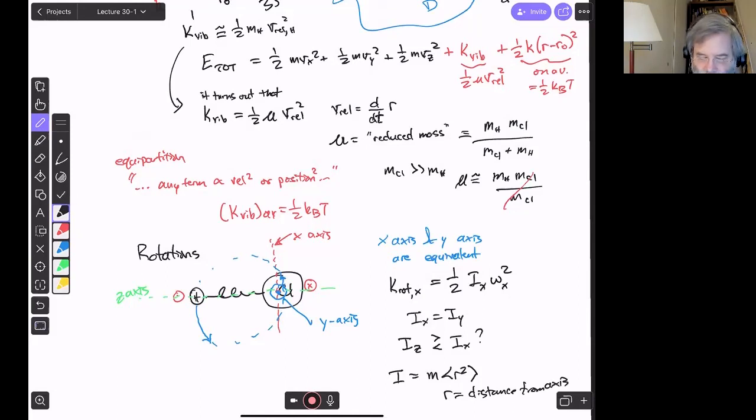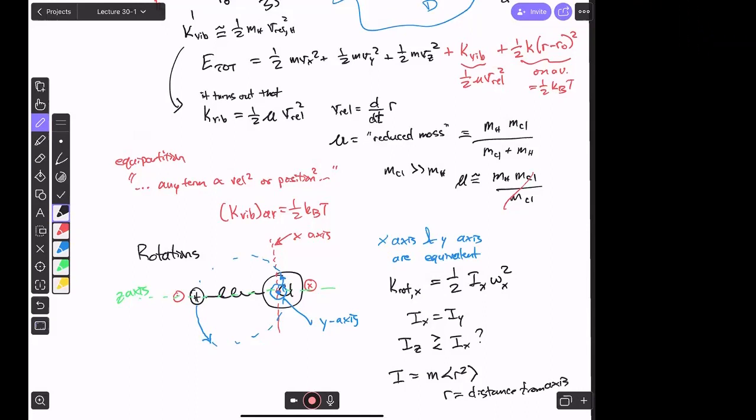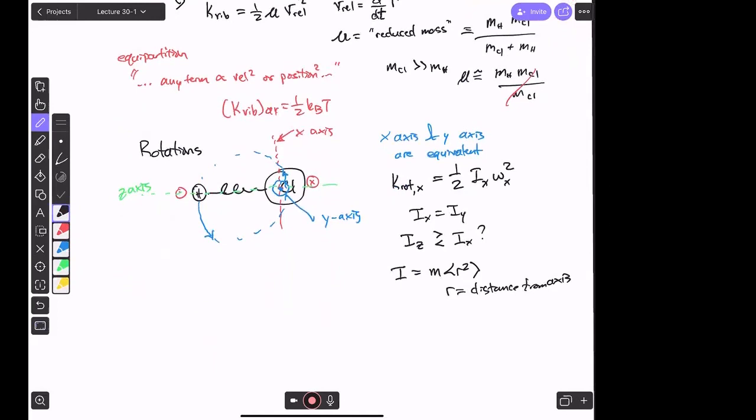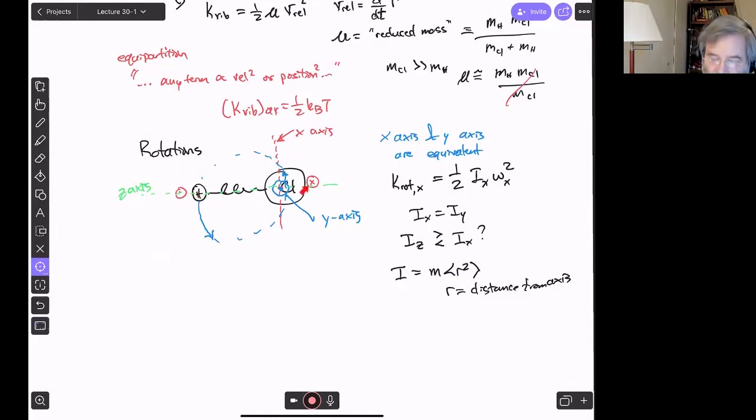So which one has a bigger average value of r squared? Rotations around the z-axis or around the x-axis? X. How come? How can you tell? Because for the x-axis, the hydrogen would swing around. Yes, exactly. So for the x-axis, the hydrogen atom at least is pretty far away from it. For the z-axis, the axis is going right through the nuclei. And remember, almost all the mass is in the nuclei.